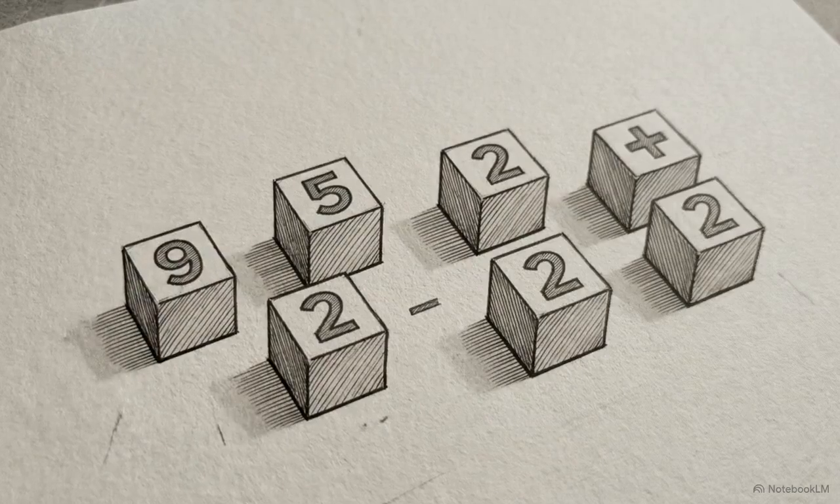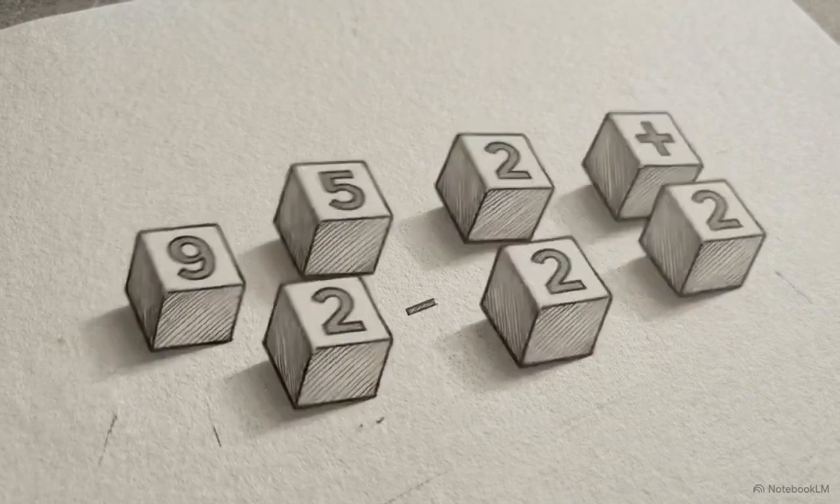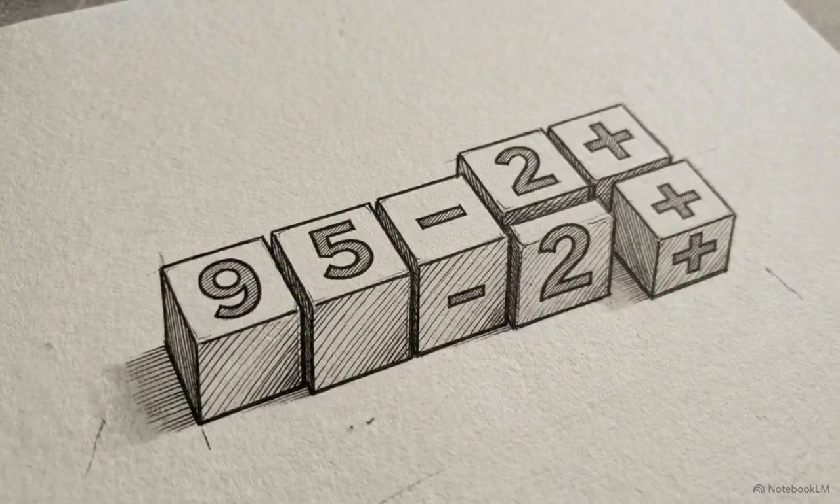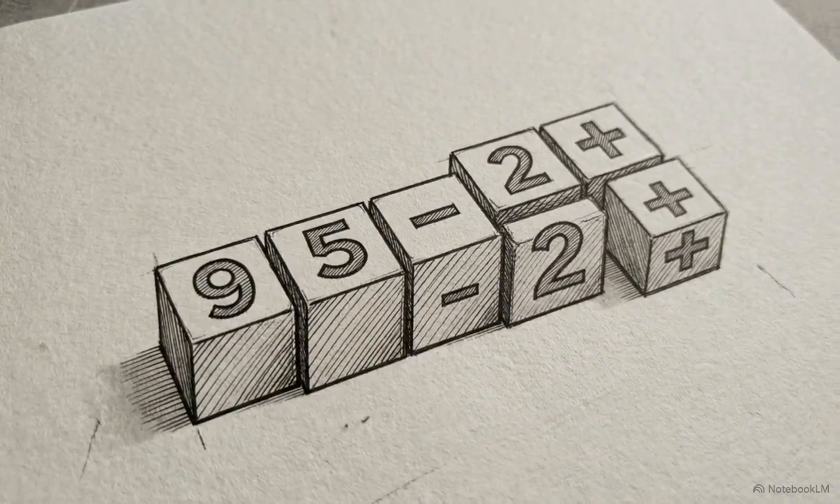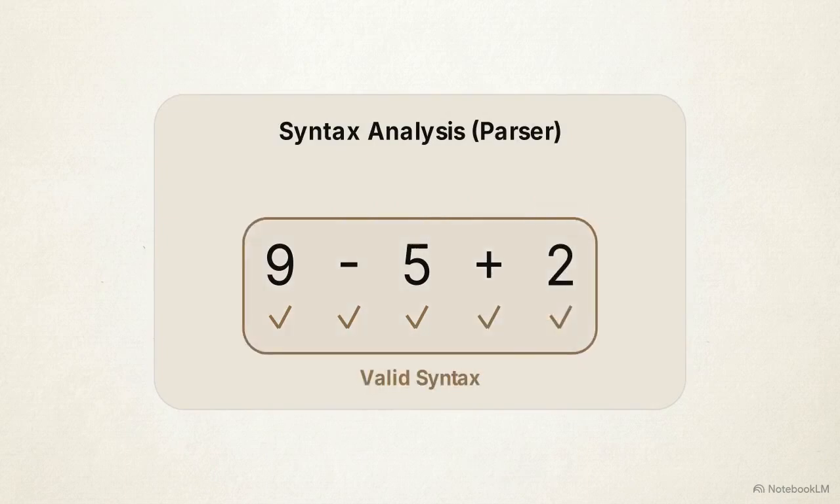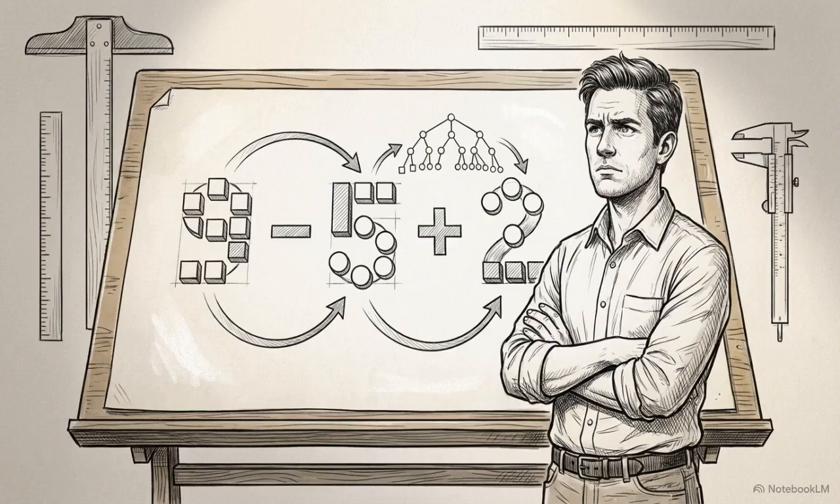We start with a standard mathematical expression, 9 minus 5 plus 2. It immediately snaps into its postfix equivalent, 9 5 minus 2 plus. A compiler's parser can easily read the first expression and confirm that the sequence of digits and operators is grammatically valid. But confirming a sentence follows the rules of grammar is different from understanding its purpose.